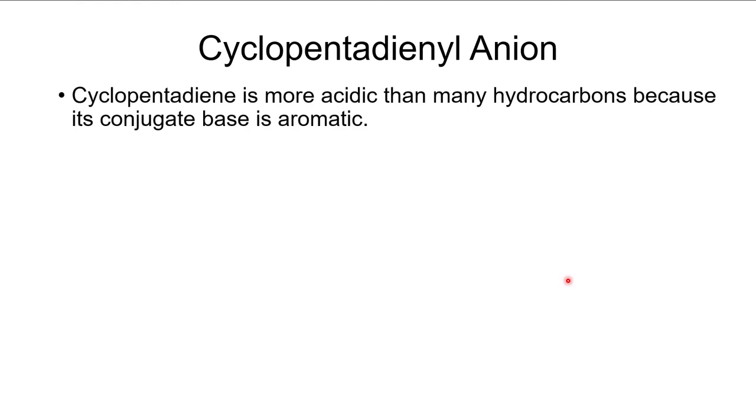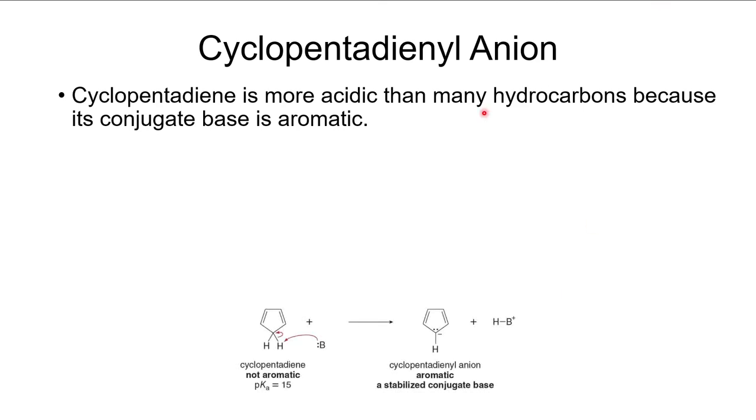So here is something that's really interesting about cyclopentadiene. So here's the compound cyclopentadiene. If you go and look in the appendix, you will find that most hydrocarbons that only contain carbon and hydrogen have pKa's that are fairly high. One of the lowest ones you'll find is going to be like acetylene. Acetylene has a pKa of about 25.